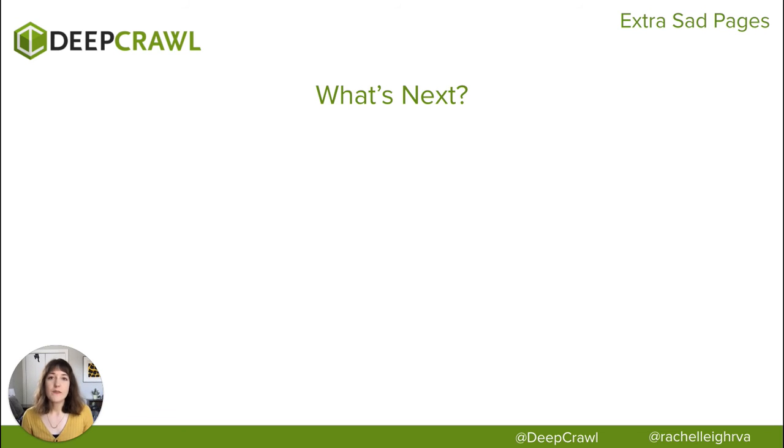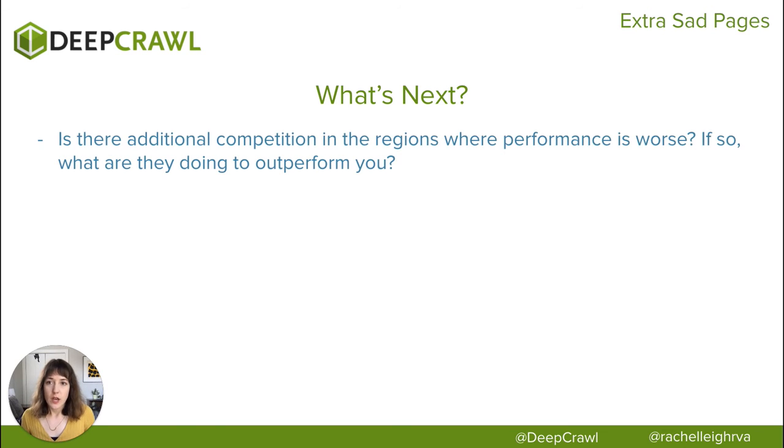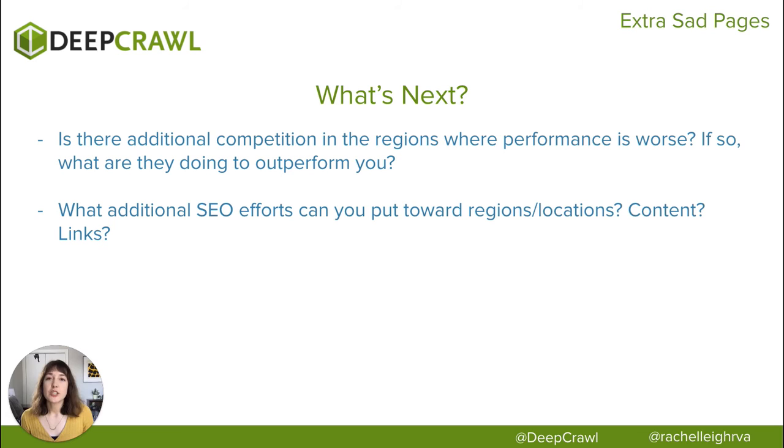Okay, so what's next? We've discovered which locations are performing the worst. So what do we do about it? Well, I'd encourage you to look at the competitors in the regions and locations where you're underperforming and see what they're doing to outperform you. Think about what additional SEO efforts you can put towards those specific regions and locations. And again, I would encourage you to look at competitors to determine what that is. It may be content, it may be links, it may just be adding canonical tags to pages.